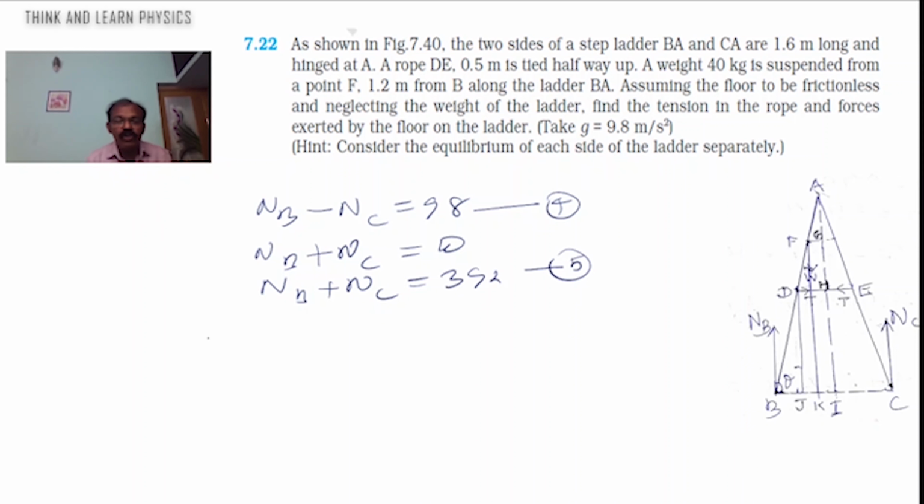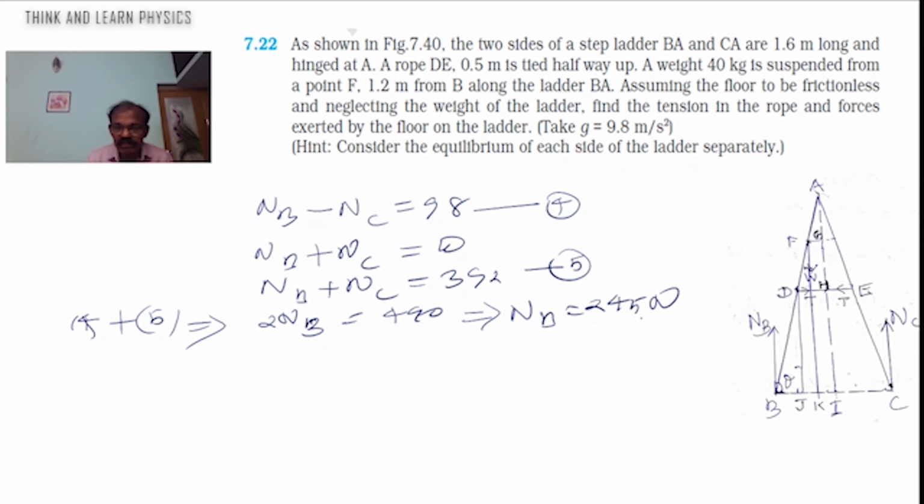Now adding 4 and 5. 4 plus 5 gives that 2NB equals 490, or we get NB as 245 newtons. Now relation 5 gives NC as 392 minus NB. That means 392 minus 245, and that's equal to 147 newtons.